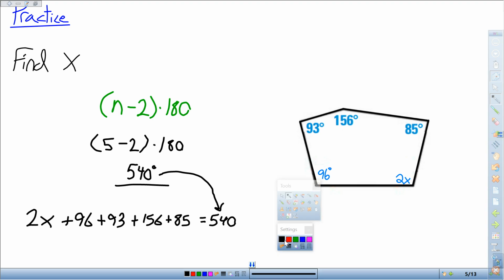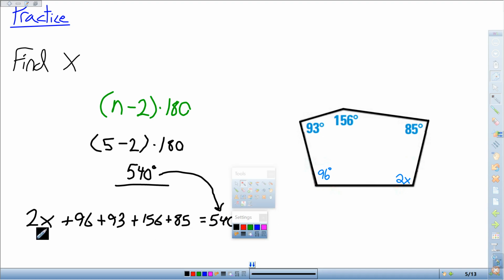Okay, and this is more or less the same thing. We have some simplifying we can do. We can add together 96 plus 93 plus 156 plus 85. So that's giving me a 430. Okay, so I'm going to bring down the 2x. We got 2x plus 430 equals 540.